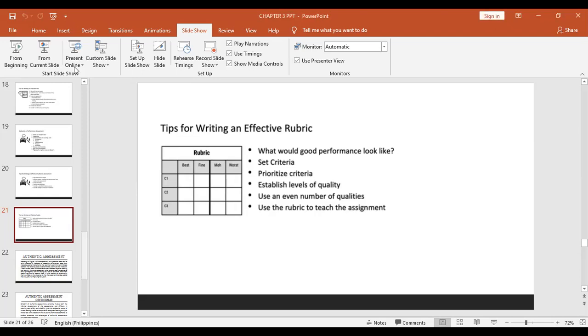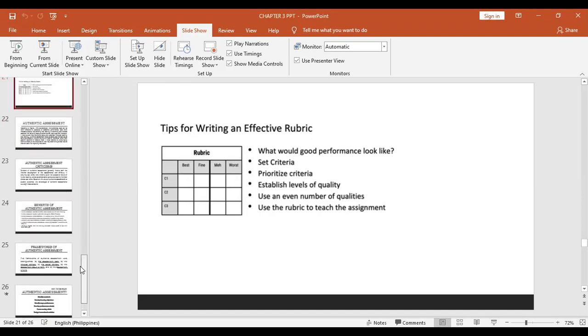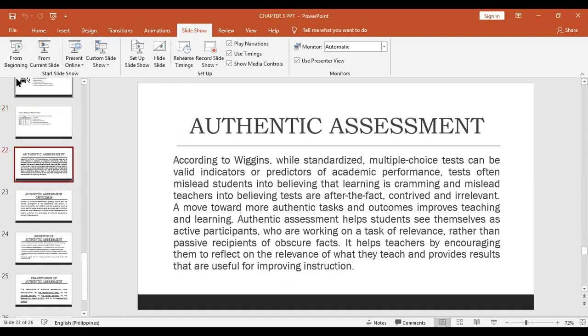So if we could notice here, class, if I will ask you, what will you use, traditional or authentic assessment? Syempre po mas complex po gawin yung authentic assessment. Pero dyan po kasi talaga natin mame-measure yung learning ng bata. Okay? So that is very important. That is a very important factor that we should know or we should engage them. Okay, so let us continue.